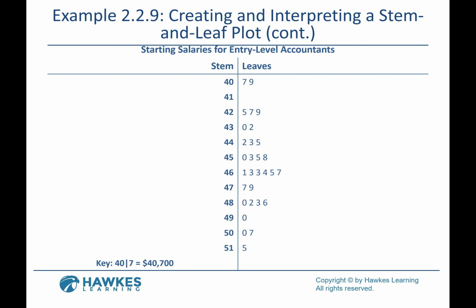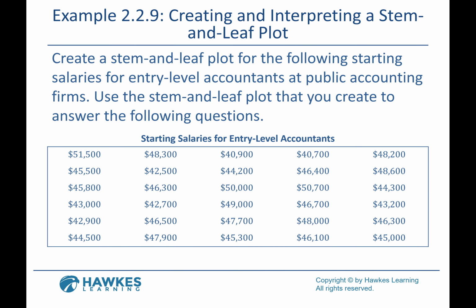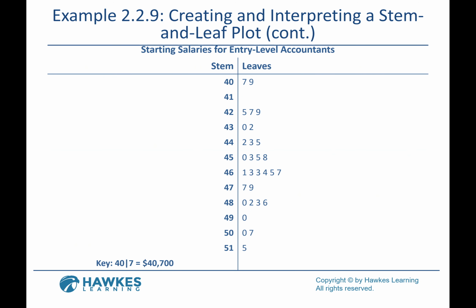The reason why that worked well on this one is because we didn't have any tens or ones on the dollars, so they all ended in 0, 0. So they could do that, and it makes it look pretty nice. Okay, so what does this mean? There's nothing here. Yeah, nobody was in the $41,000 range.